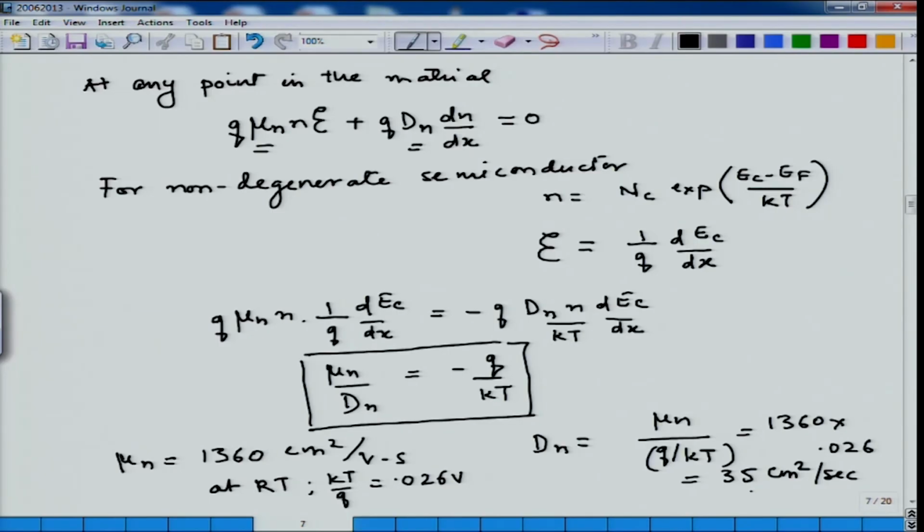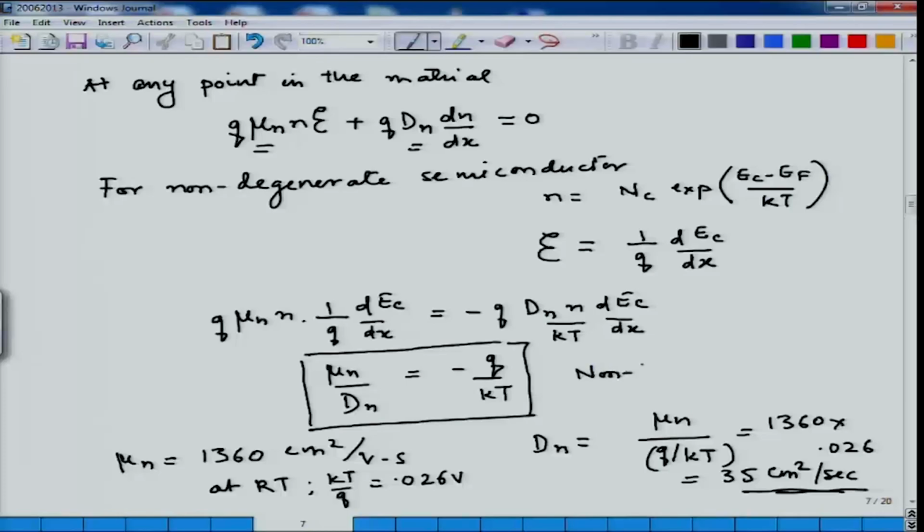There are two things that come out of here. The unit for the diffusion constant is centimeter square per second, and if we know the mobility of the carriers, from the mobility we can calculate the diffusion coefficient for carriers. Similarly, we can calculate for holes if we know the mobility. So, this gives us a relationship between the mobility and diffusion coefficient of the semiconductor.